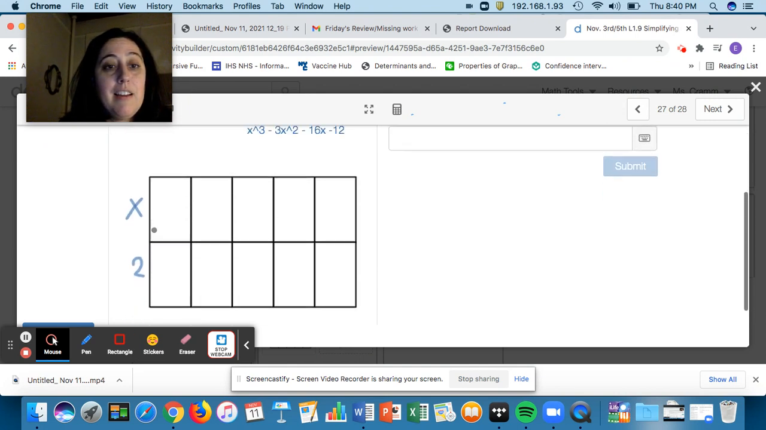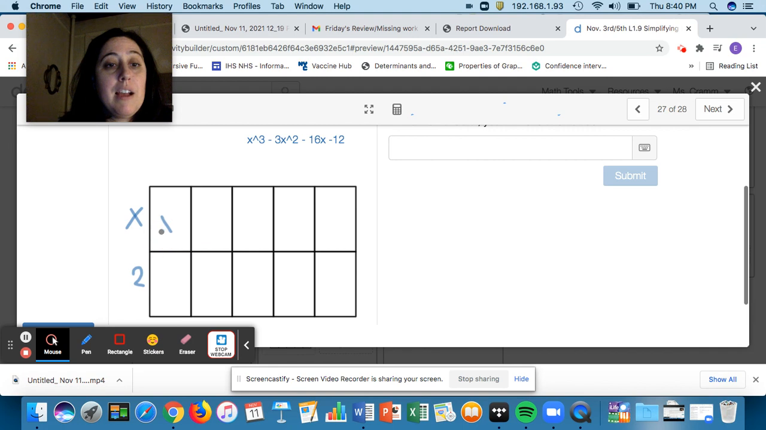So I'm putting the first term here, x to the third: x times x squared gives me x to the third. Feel free to pause this and see if you can finish it on your own and then unpause. X squared times 2 gives me 2x squared. Now I know I need negative 3x squared, so 2 minus 5 gives me negative 3, and this is an x squared.